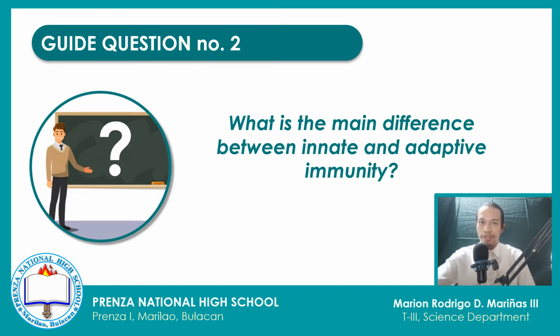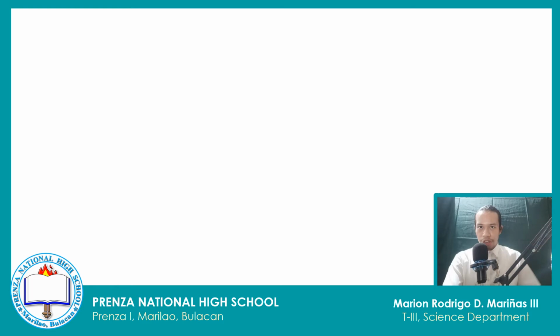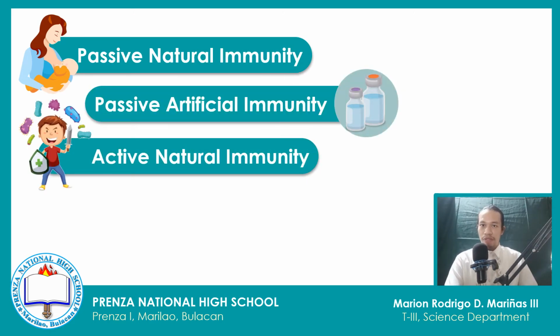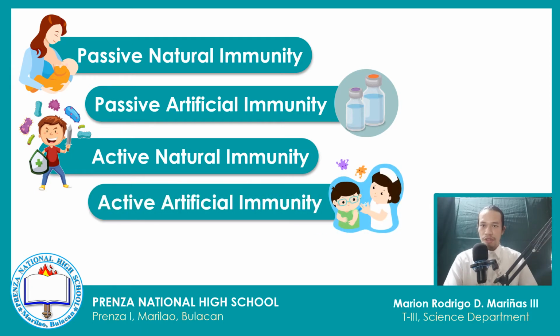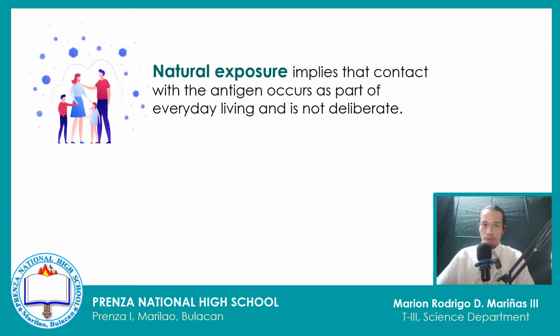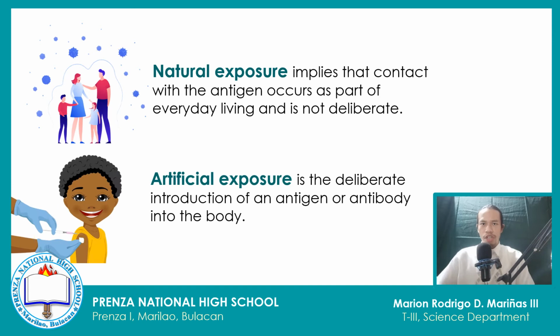this video lesson. As mentioned earlier, there are several ways in which we can enhance our adaptive immunity. This can be through passive natural immunity, passive artificial immunity, active natural immunity, and active artificial immunity. The terms natural and artificial refer to the method of exposure. Natural exposure implies that contact with the antigen occurs as part of everyday living and it is not deliberate. On the other hand, artificial exposure is the deliberate introduction of an antigen or an antibody into our body.